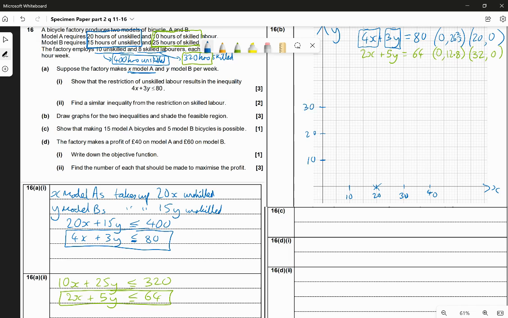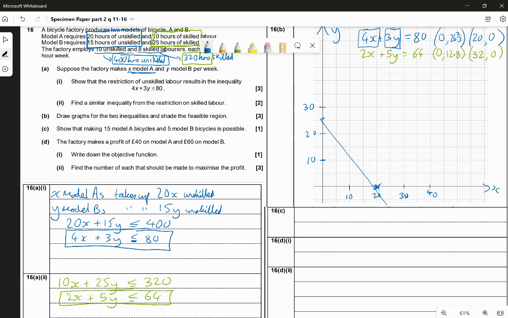So let's draw the blue line first. The 4x plus 3y equals 80. So it goes from 26 2/3, which is about there, to there as the y-intercept. And I draw my straight line as best I can. Pretty terrible, but there we go. There's going to be a better one in a second.